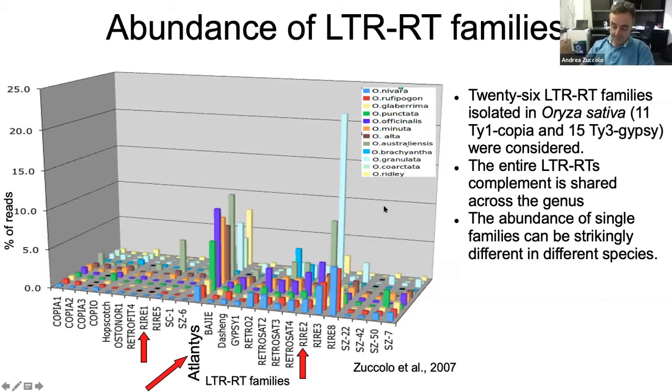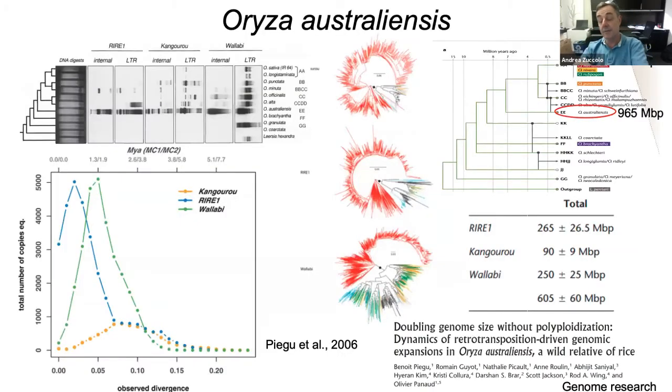1. Possibly the most spectacular and famous case of this differential amplification is that of Oryza australiensis, that was described by the group of Professor Olivier Panot. And basically, they were able to detail the explosive amplification of just 3 families of Ts named Rire1, Kangaroo, and Wallaby, that alone were able to provide more than 60% of the genome size of these wild Oryza species.